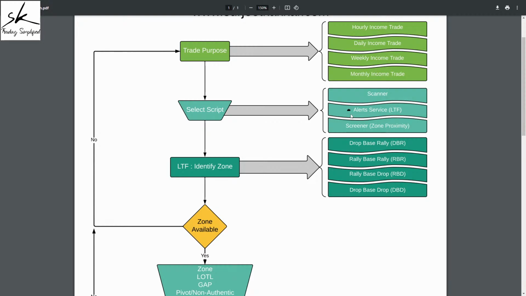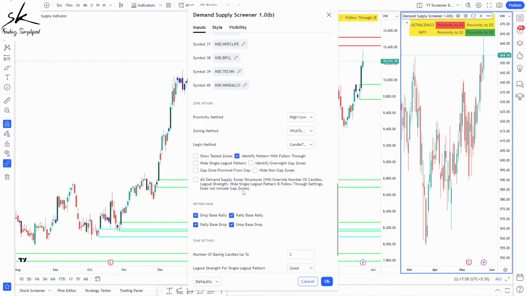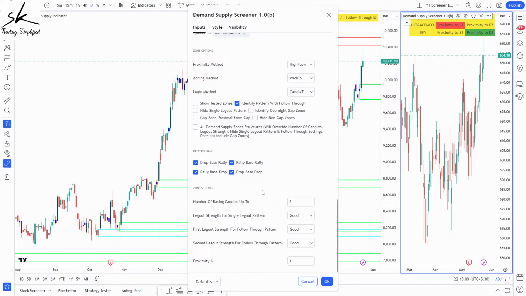Now we also have another tool which is called the demand supply screener. What the screener basically does is we input a list of symbols into the screener. So like here you can see I've given the screener a list of about 40 symbols, and then I've set my settings so that out of these 40 symbols, on whichever symbol my current candle is within 1% proximity to a demand area or a supply area, shortlist that for me.